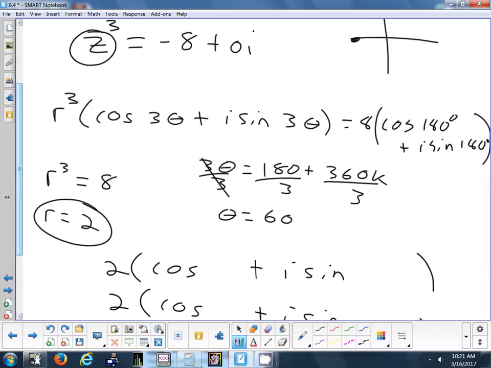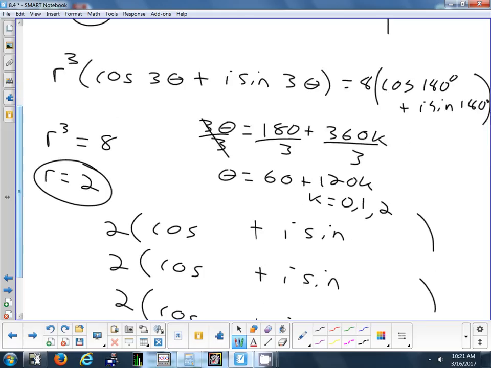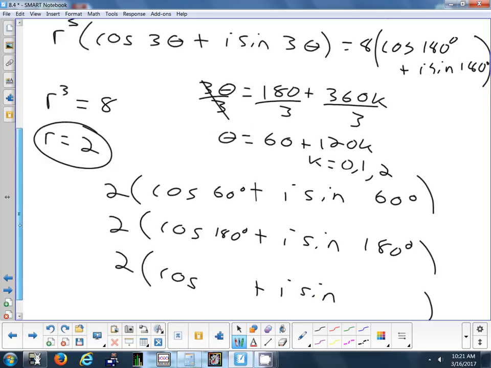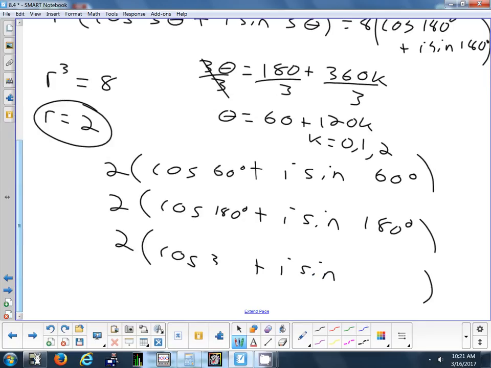So what are the 3 values that I'm going to let k equal? 0, 1, 2. And now we'll just fill in our answers. If I let k equal 0, what's my angle? 60. What if I let k equal 1? 180. And what if I let k equal 2? 300.